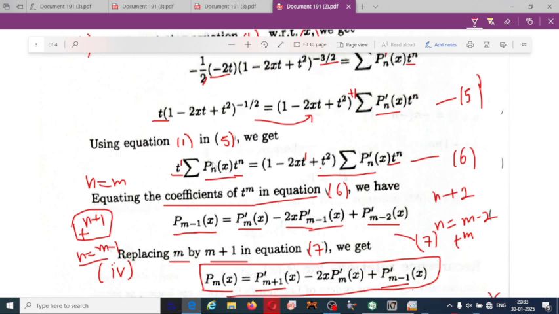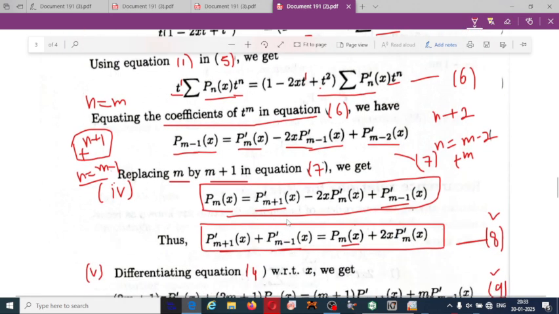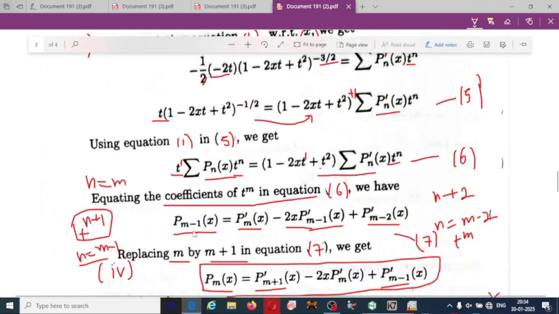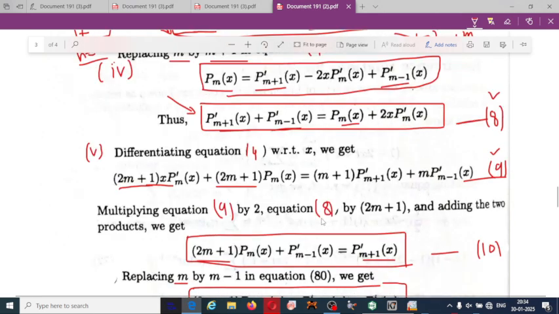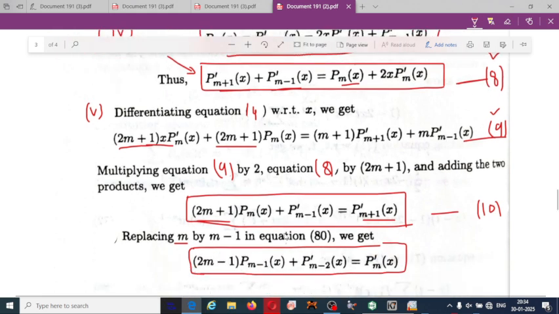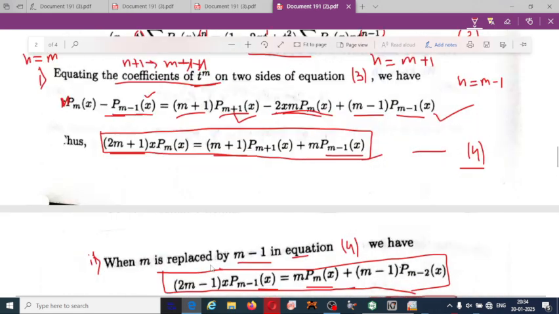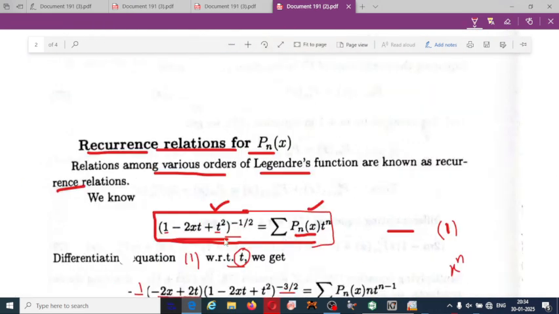These are all the recurrence relations. This is the fourth one and this is the third one. The last two recurrence relations we obtain with the help of equations 8 and 9. This is the sixth one. So this is how you can obtain recurrence relations for Legendre function with the help of the generating function.